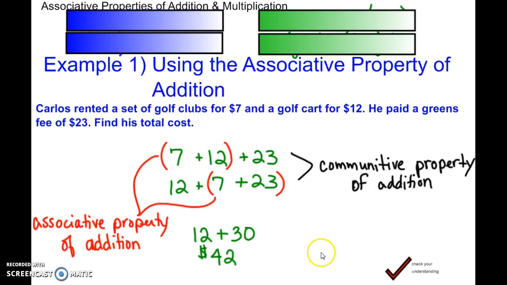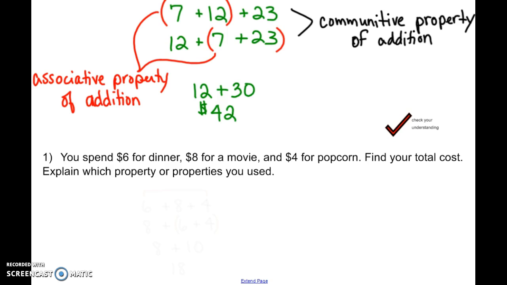Now it's your turn. Your example was: if you spend $6 for dinner, $8 for a movie, and $4 for popcorn, find your total cost. Explain which property or properties you used.